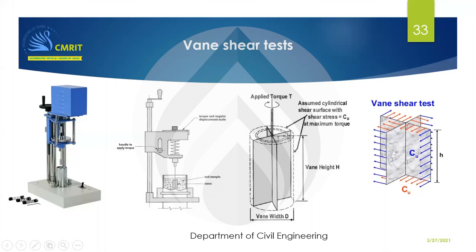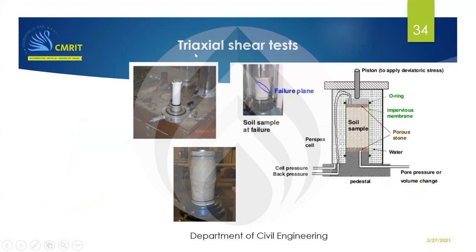Directly we will not get it, but we have equations which correlate the torque that is applied to the shear strength of the soil. So we find out the torque, we know the dimensions of the vanes, and using this we will be able to correlate and find out the Cu value. I'm not giving you the equations, because there is no point in giving the equation as such.